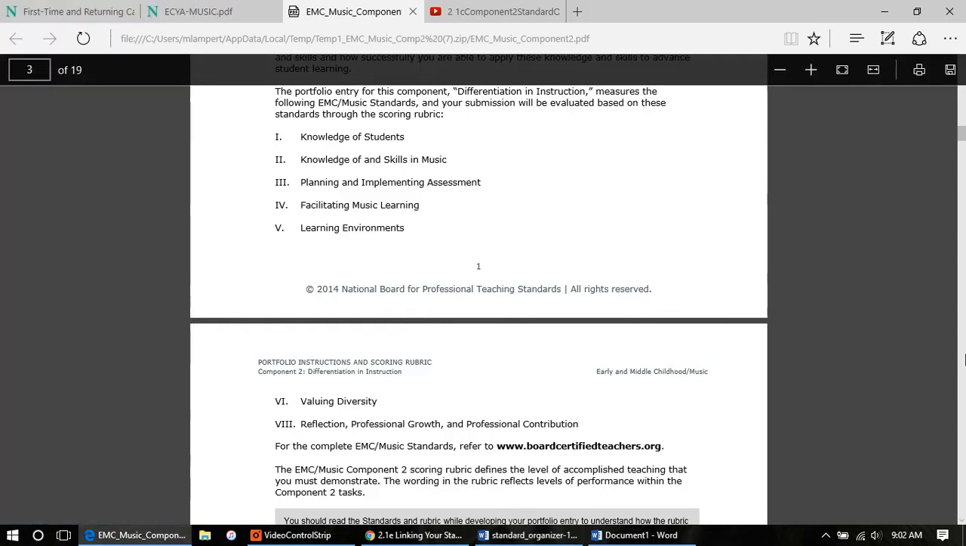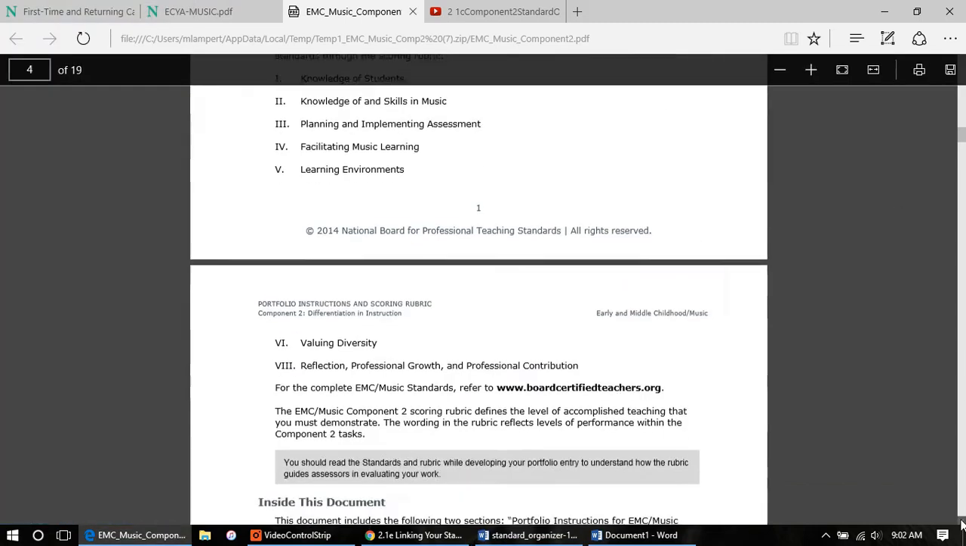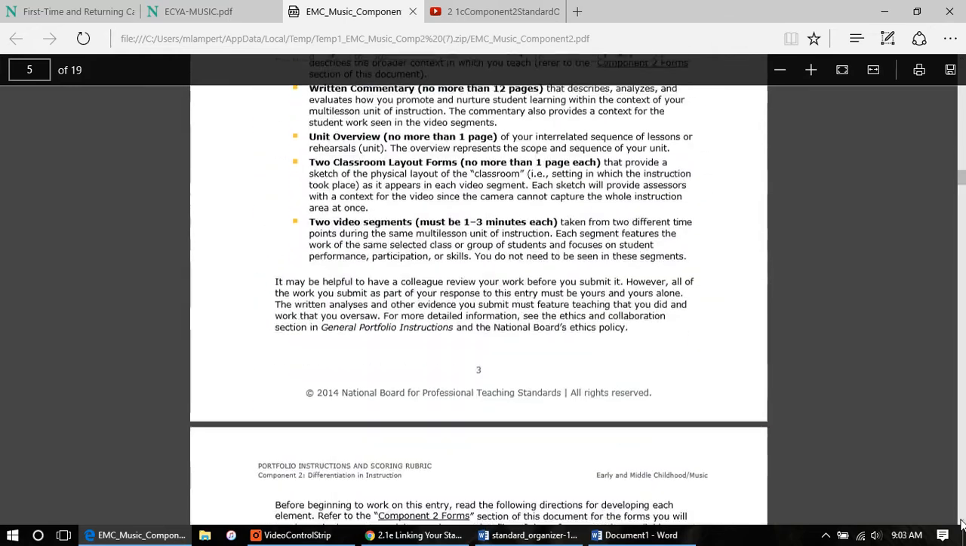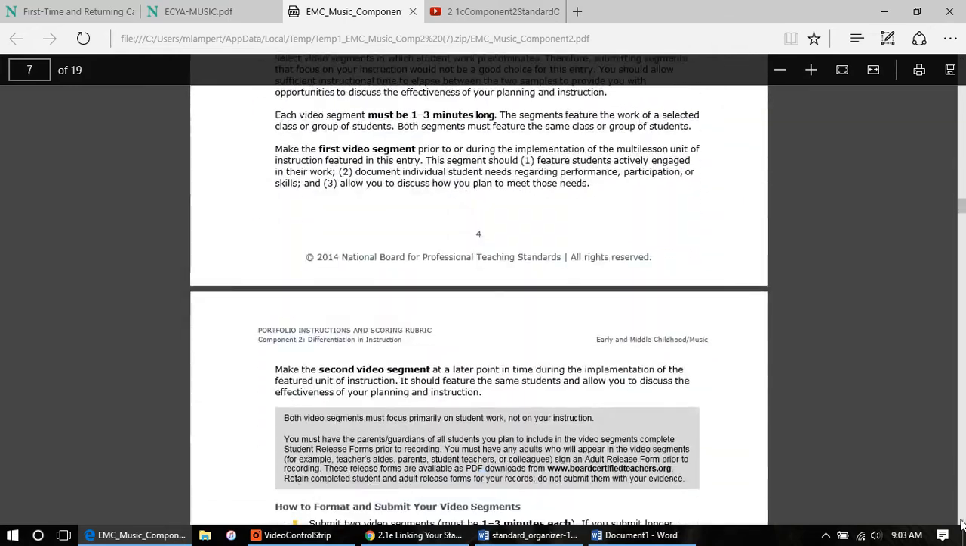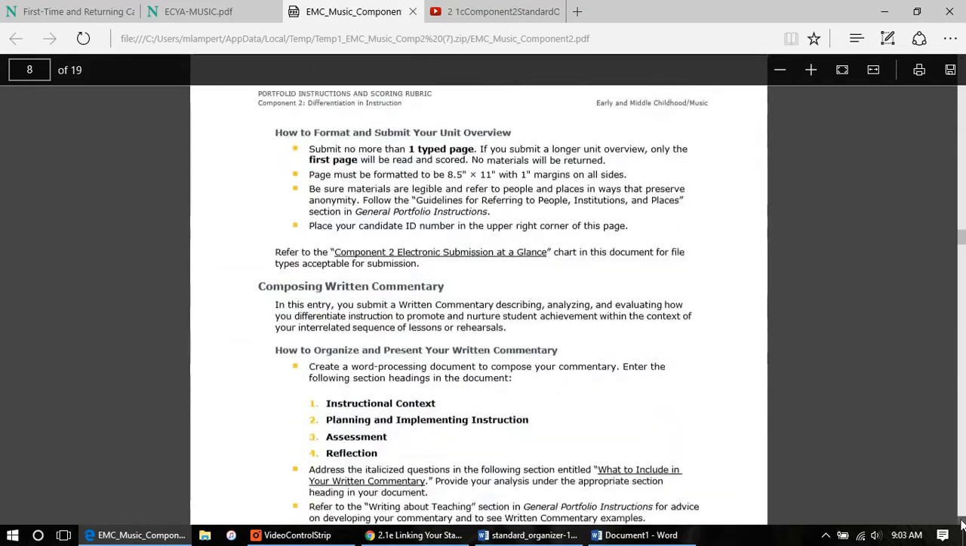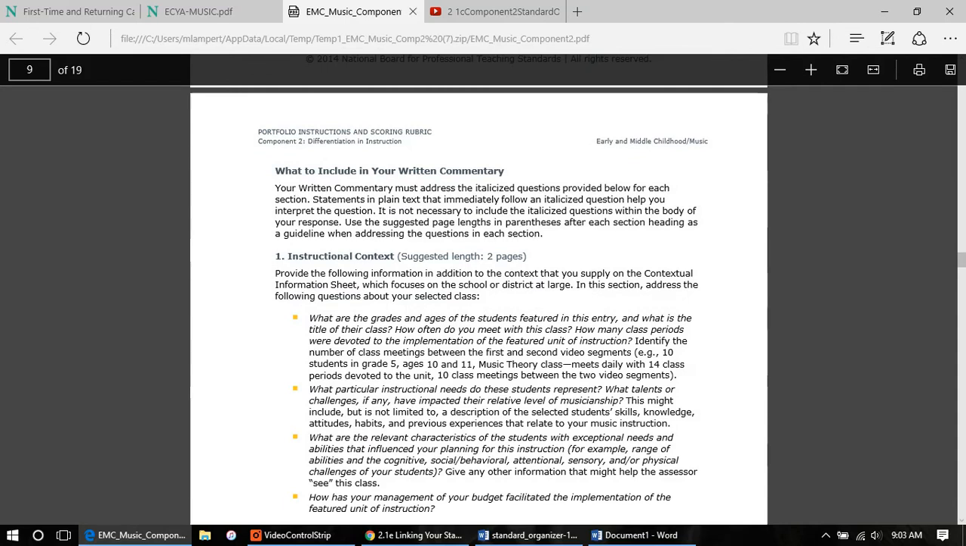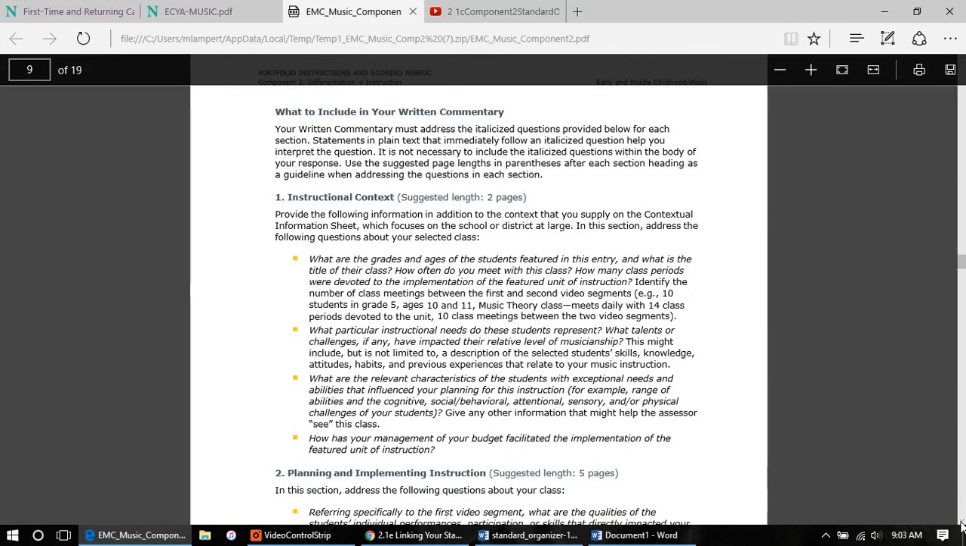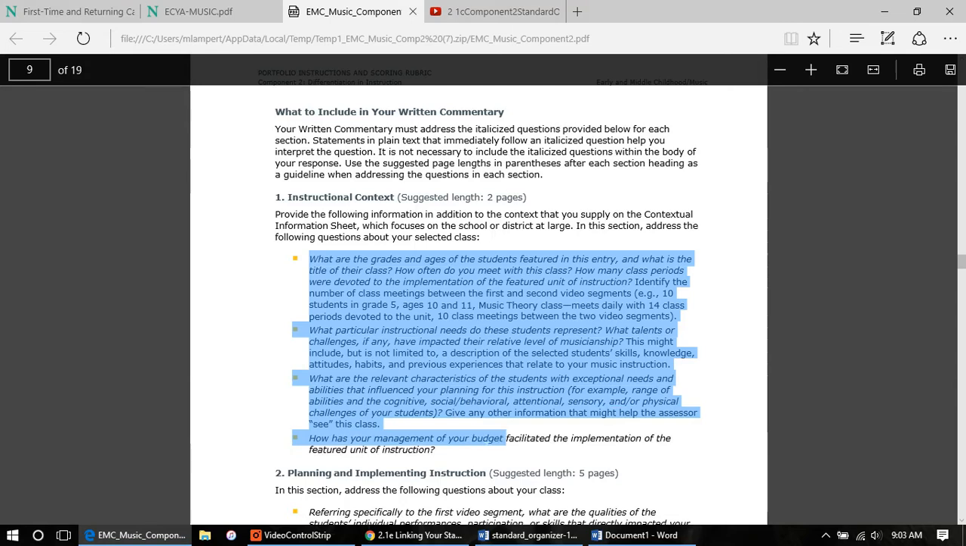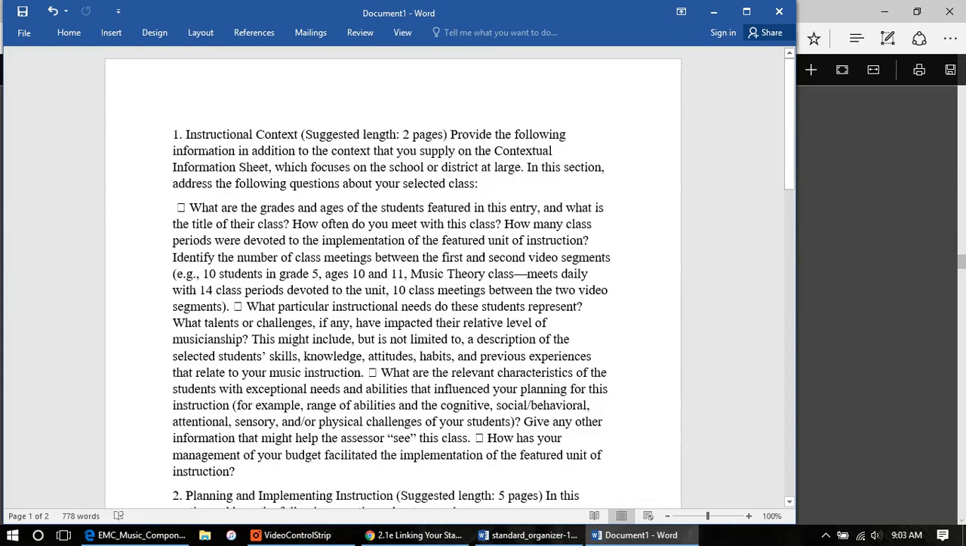If I scroll further down in my component 2 instructions, I come to my written commentary questions. Composing written commentary and what to include in your written commentary. And all these indented paragraphs with italic writing, those are all the questions that you will be asked to answer in your written commentary. And you can highlight those, copy them, and then paste them into a document, which I've already done for you.